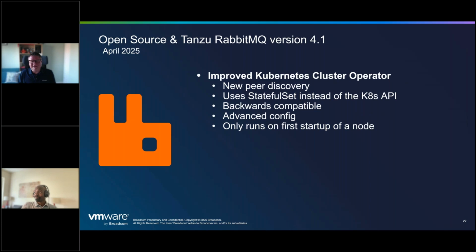Now, given that, a 3-node cluster would always have its node suffixes of 0, 1, and 2. So if you know that, you don't need to query the Kubernetes API to do that. The long and the short of it is it's way more efficient. It's backwards compatible, and there is an advanced config for all of this. And I should clarify, it only ever runs on the first startup of a node after the node's been created. So again, a more efficient way when it comes to deploying RabbitMQ.